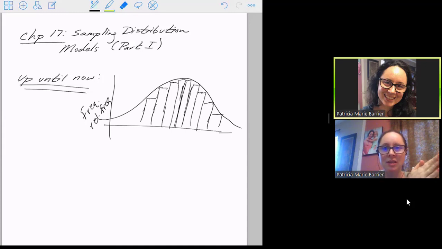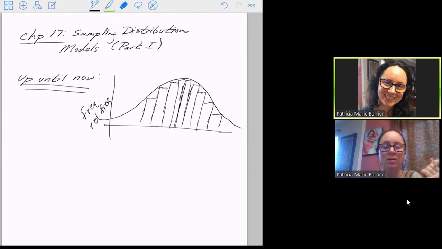Okay, so chapter 17, part 1. We are now at the point in our statistics class where we start looking at distributions that have an added feature or a different feature than before. And actually for the remainder of this semester, we will be talking about sampling distributions. We will be using sampling distributions.